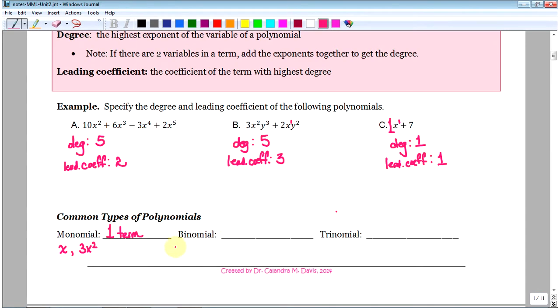A binomial, bi, means we have 2 terms. So examples of a binomial could be x plus 1, x cubed minus x. Anything where you have the sum or difference of 2 terms. And a trinomial, just like the name implies, tri, is when you have 3 terms. So you might have something like x squared plus 2x minus 5. That would be a trinomial.